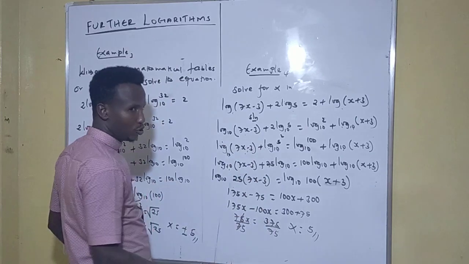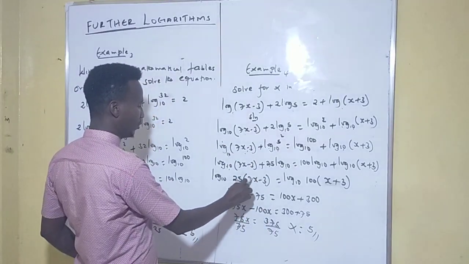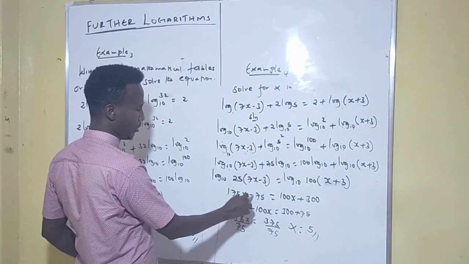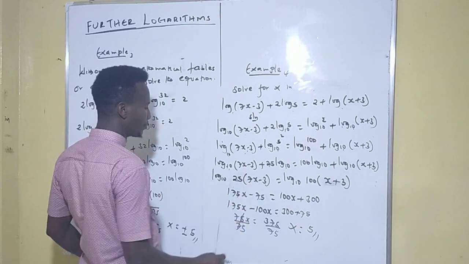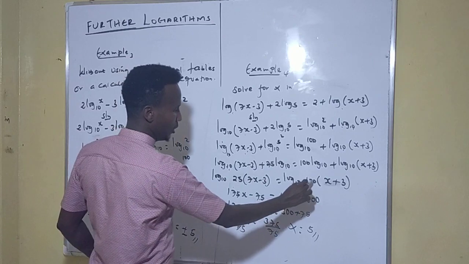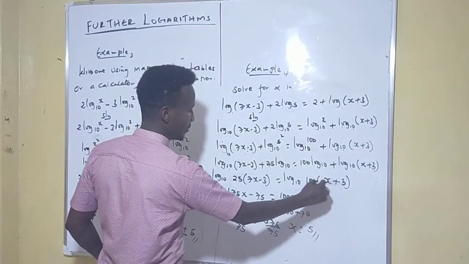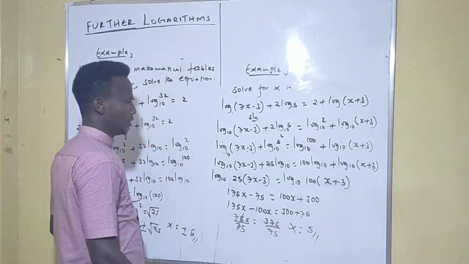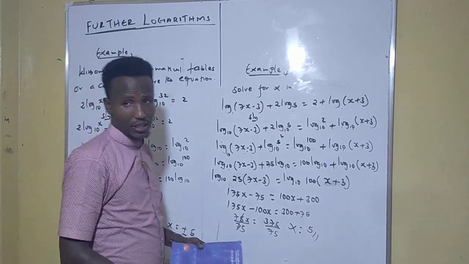Don't cancel them because it's not allowed. So 25 times 7x is what? 175x minus this times this one. 25 times 3 is what? 75, is equal to 100 times x, what? 100x plus 300. Then you collect the like terms and get the value of x.